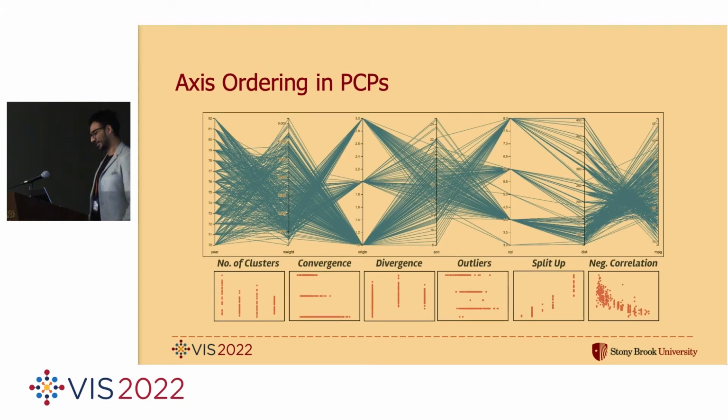So let's look at an example of what I'm trying to say. This is a particular axis ordering of parallel coordinates, and I'm trying to showcase what different properties are highlighted in all these axis pairs. The first one highlights number of clusters, the second one convergence, divergence, followed by outliers, split up, and negative correlation. So you can imagine if we change this axis ordering, we'll showcase different properties in parallel coordinates.